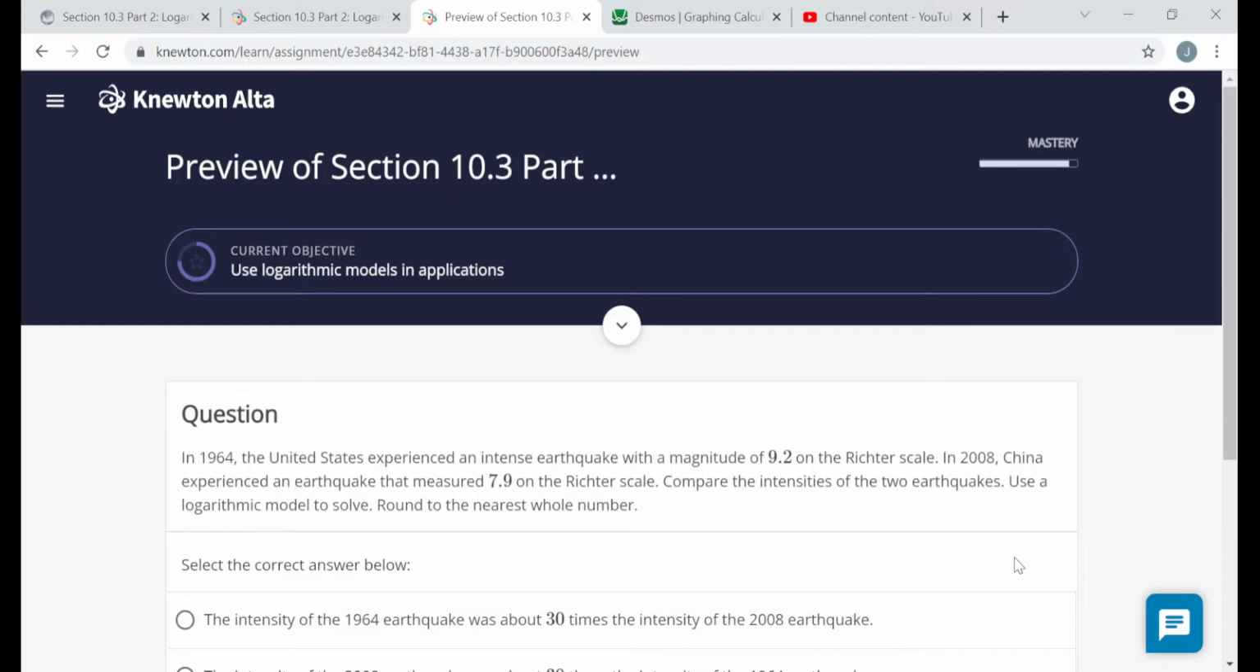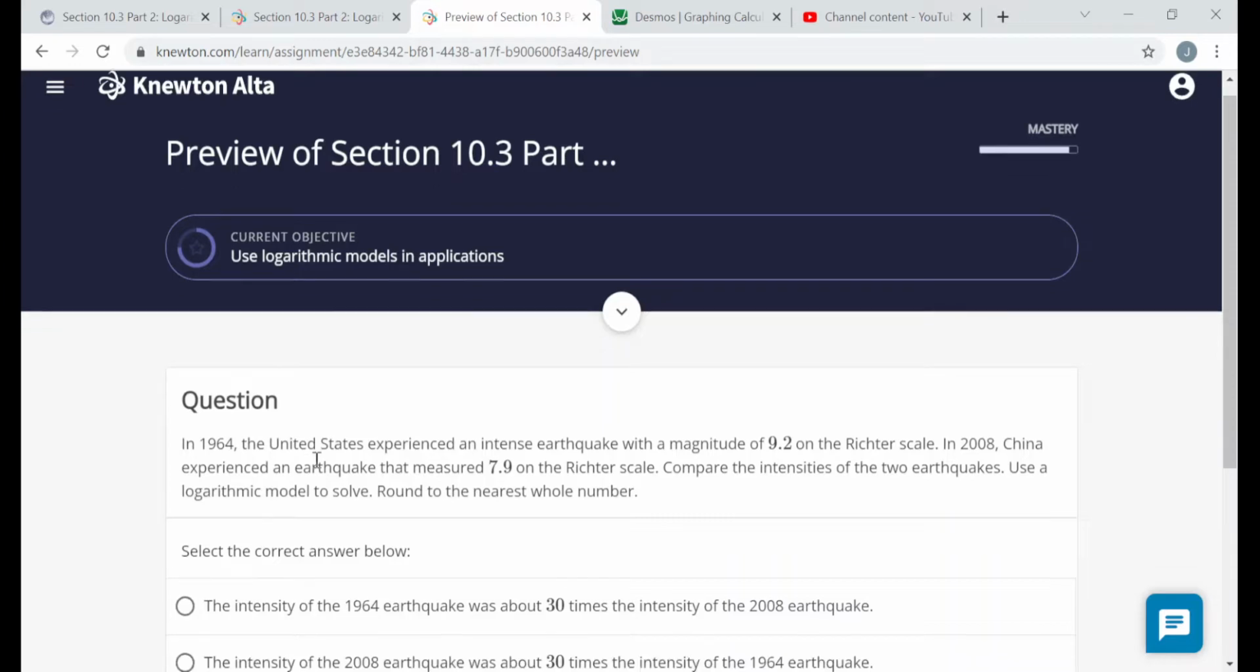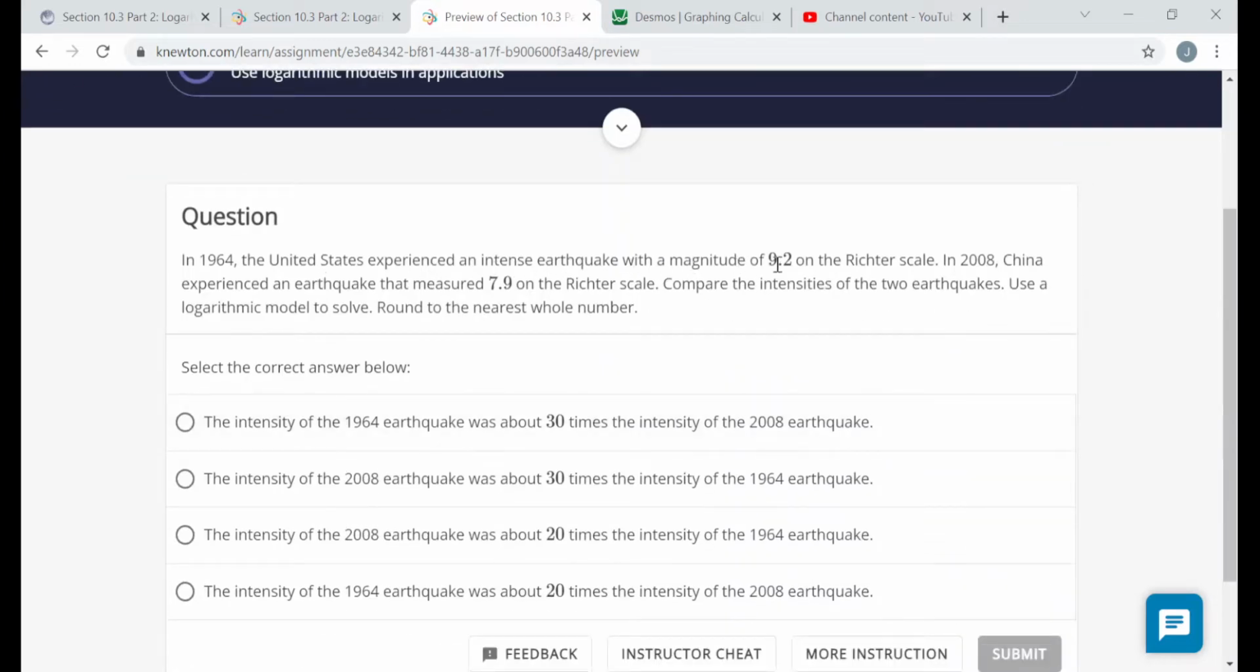All right, so this one here, we have a 1964 quake from the United States that has a magnitude of 9.2, and a 2008 quake from China that had a magnitude of 7.9, and we're asked to compare the intensities again. Because the 1964 quake had a larger magnitude, the intensity of the 1964 quake was larger than the 2008 quake, so it's either the first or the fourth choice. Now we have to figure out, is it 20 times the intensity or 30 times? And that's where that ratio will come in.